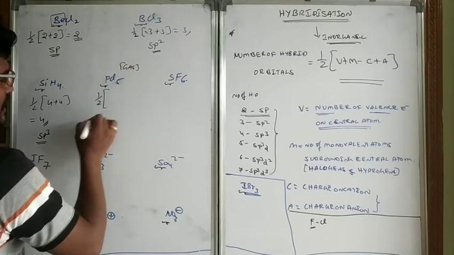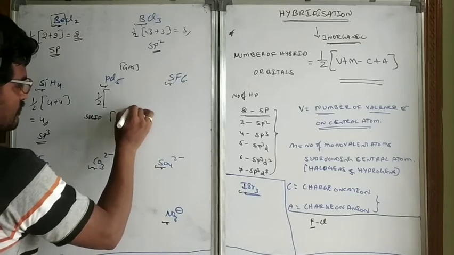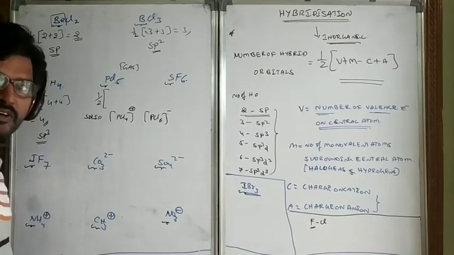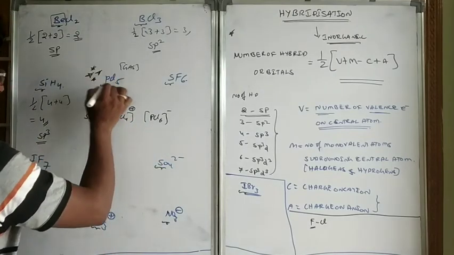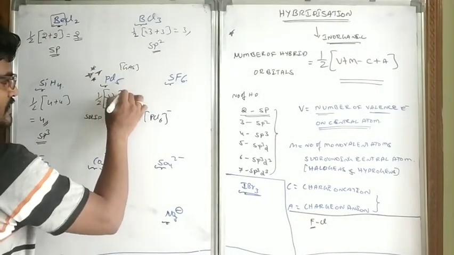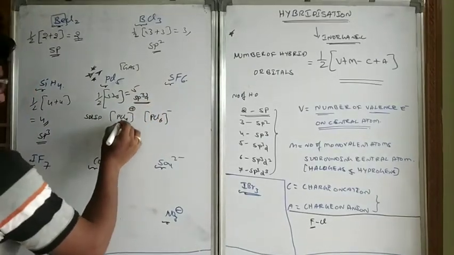PCl5 in gas state is there, and in solid state it exists as PCl4 plus and PCl6 minus. This is a very important one. Underline this carefully. It is a direct NCERT statement. What is the structure of PCl5 in gas state, and what is the hybridization in solid state? So let us see. PCl5 means 5 plus 5 by 2, 5. It is sp3d hybridization.